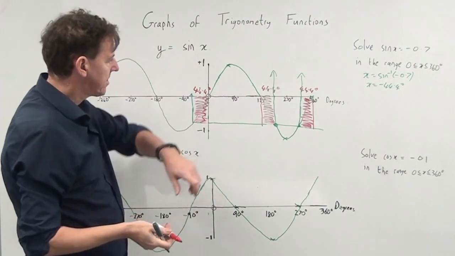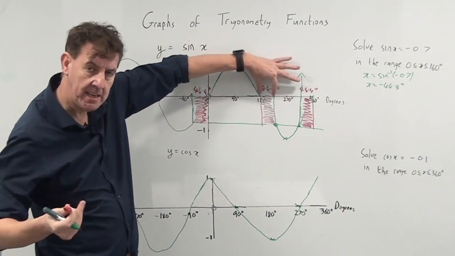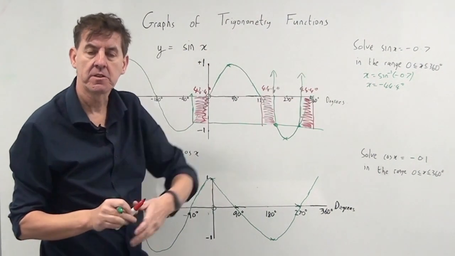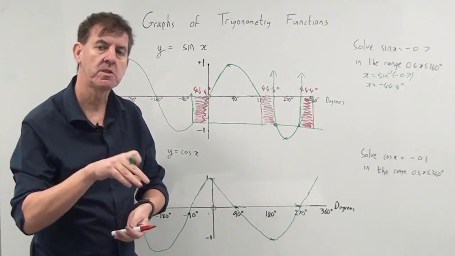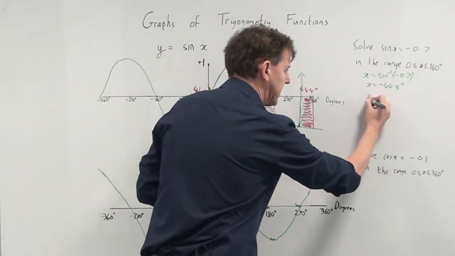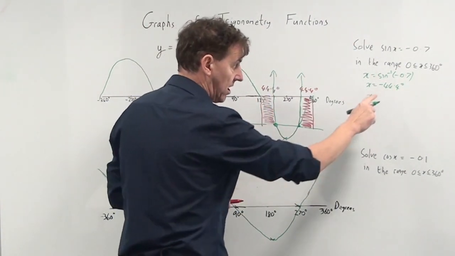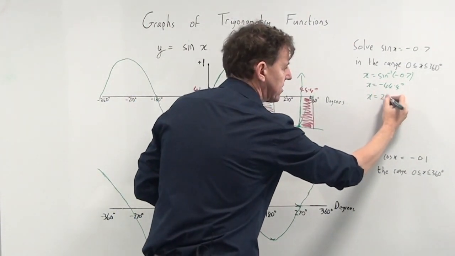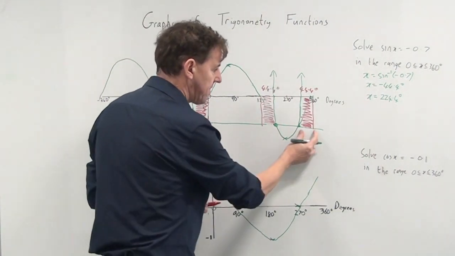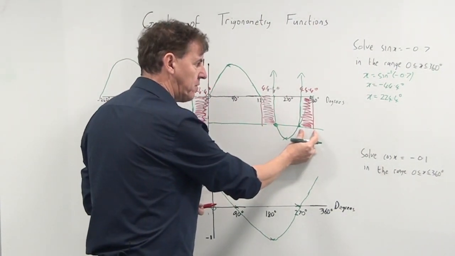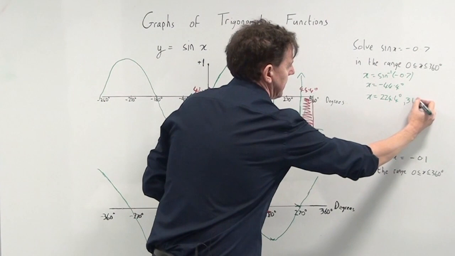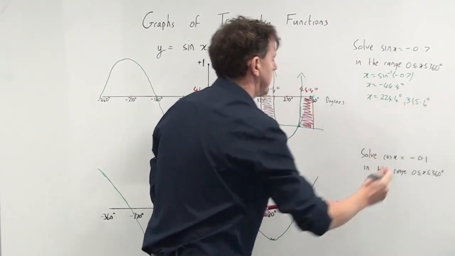And you can see from my diagram, to get those two answers, I'm going to do 180 plus 44.4, and I'm going to do 360 take away 44.4, and I've got my two answers which match up to the range 0 to 360 degrees. So my two answers are x equals 180 plus the 44.4, which gives me a grand total of 224.4 degrees. And my other answer is 360 take away the 44.4, which gives me a grand total of 315.6 degrees.